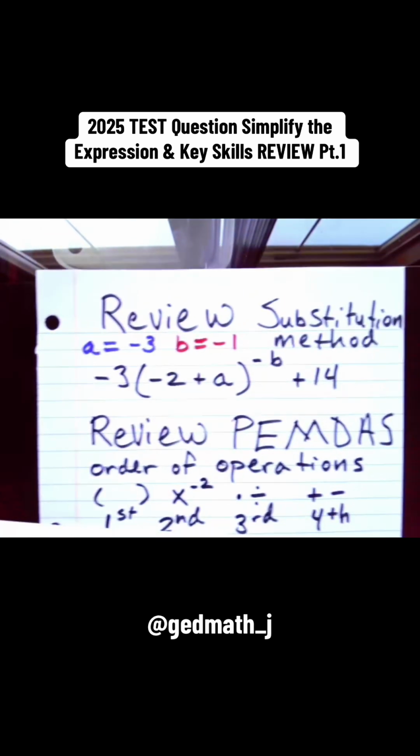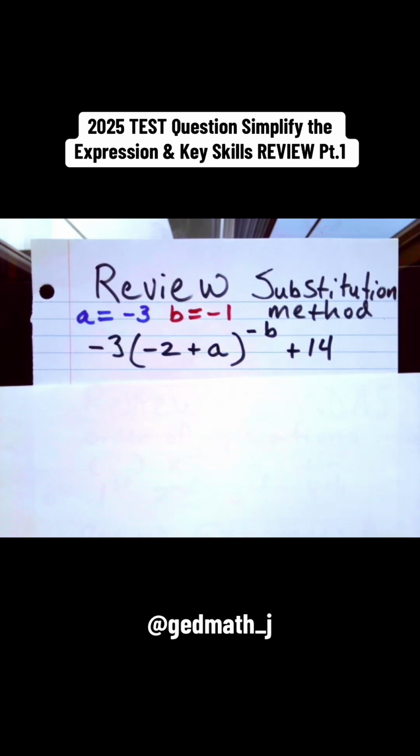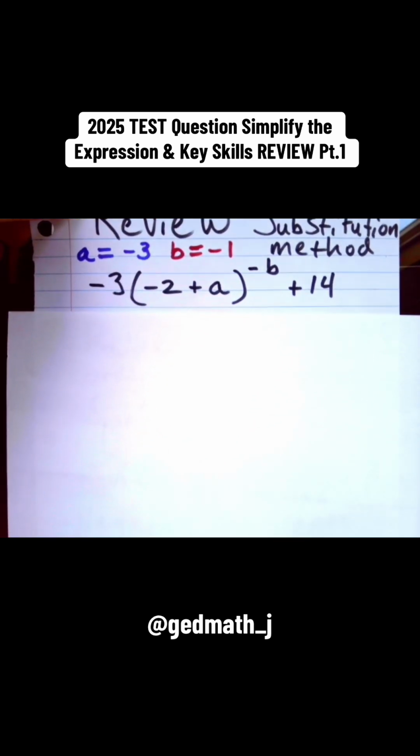So a few things I would like to go over and review with you here prior to getting started in answering this type of question. I'd like to review, of course, with you the substitution method. And I've got a sample problem here where we have a value for A and B. Negative 3 times the quantity of a negative 2 plus A raised to the negative B power plus 14. But prior to getting into this review, there's key skills that you need to have in order to answer this particular type of question on the exams.